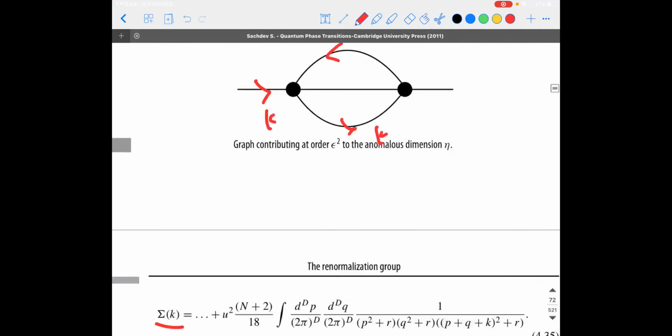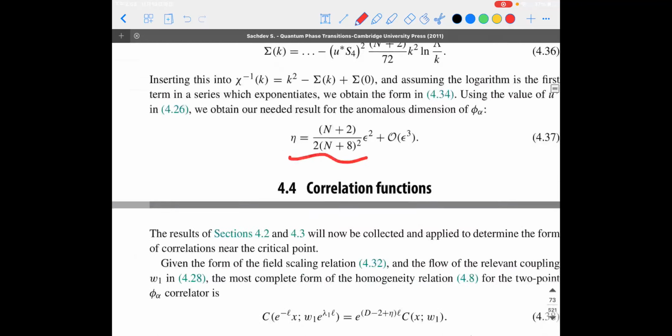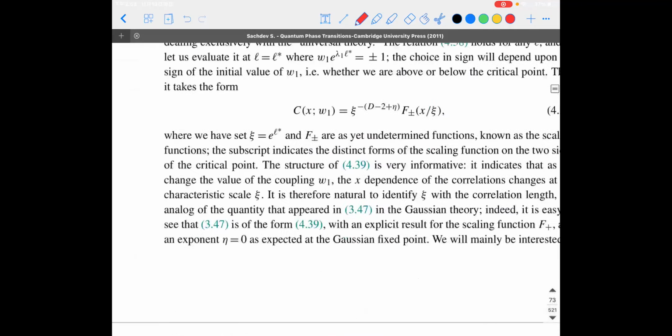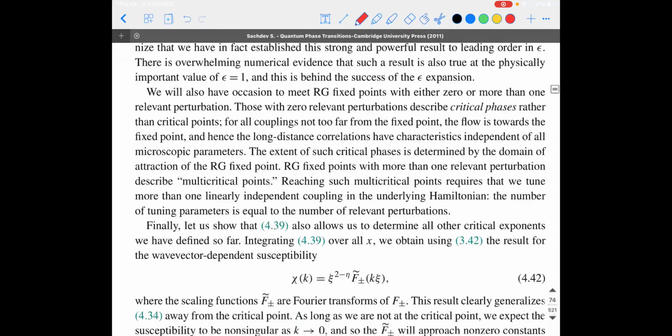Okay, you can just calculate the anomalous dimension. Then everything is right. Then you can calculate the correlation functions. Okay, good. Then you obtain the exponents of the phase transition. Okay, good. That's all.